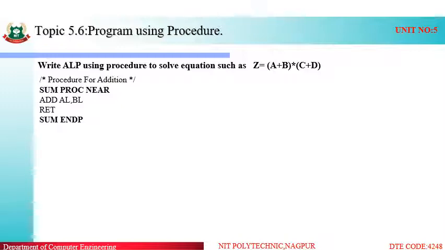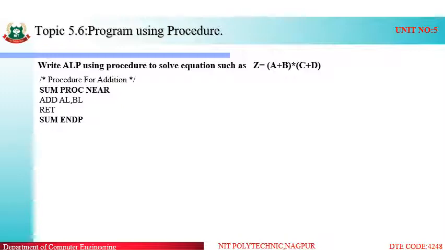Inside the procedure we have written add AL comma BL. What is the procedure performing? It will add the contents of BL with AL and then it will return. Procedure will always return a value to the main program. This you have to remember always. So we have to use the assembly language instruction RET, and then we have ended the procedure with the procedure name and ENDP.